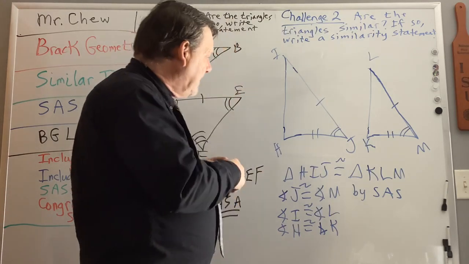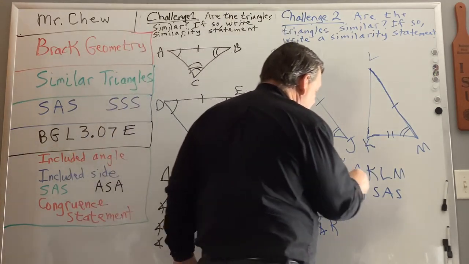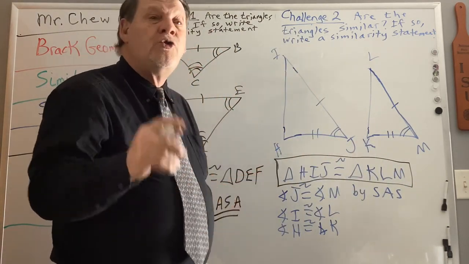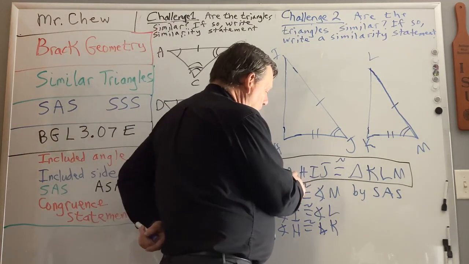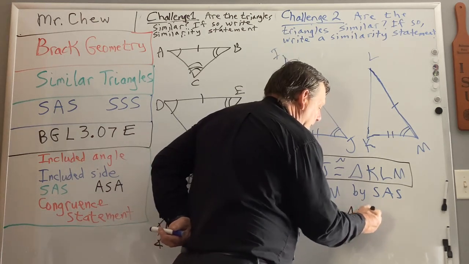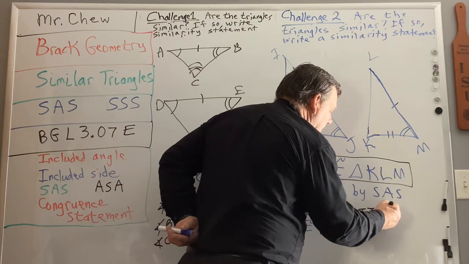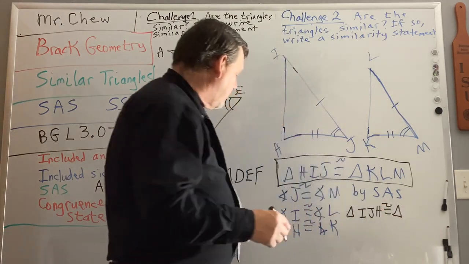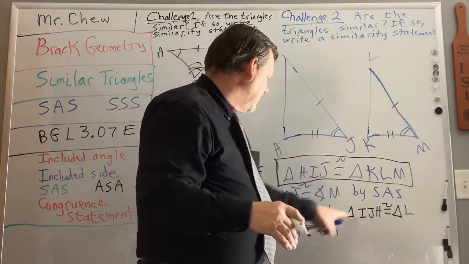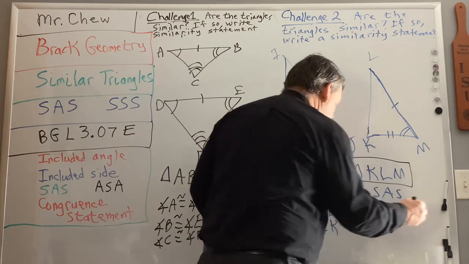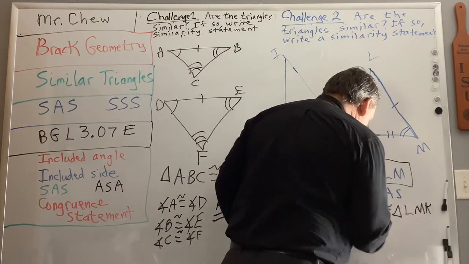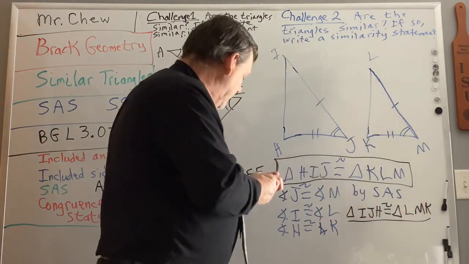Now, is this the only congruent statement that could be written for these triangles? No. There are two more. See how I wrote triangle HIJ? I could have written triangle IJH, and I just have to make sure the I goes with the L. See, the order matters. The J goes with the M, and then the H goes with the K. These are both correct. Is there another one?